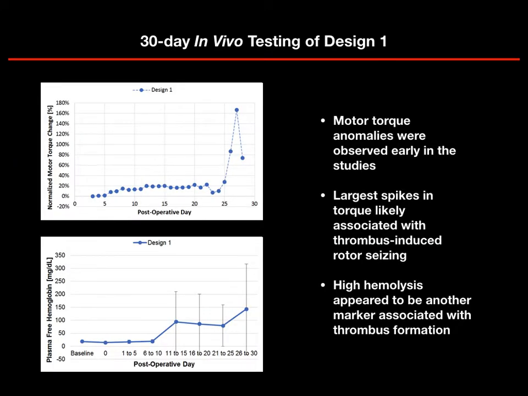The presence and growth of the thrombus can be observed in the motor torque curves, which were anomalous from the outset. The large spike toward the end of the study is probably associated with thrombus-induced rotor seizing. High hemolysis also appeared to be another marker associated with thrombus formation.